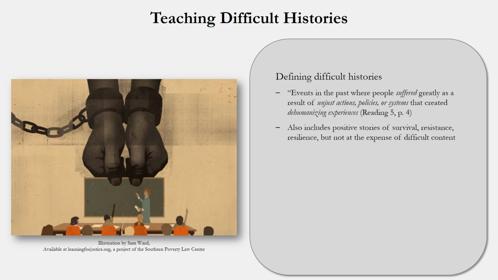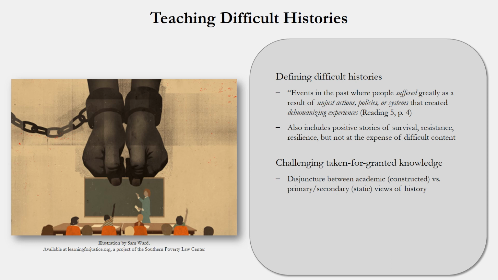The authors note importantly that attention to resistance, rebellion, and survival in the face of such oppression should be a crucial part of the difficult history curriculum, but not at the expense of this more difficult or disturbing content. Now, such histories are especially difficult because they challenge the taken-for-granted knowledge that we are socialized with as young learners. Unlike the academic discipline of history, which now largely views history as constructed and socially and culturally situated, the history that appears in primary and secondary schools in many countries is still often presented as static and objective.